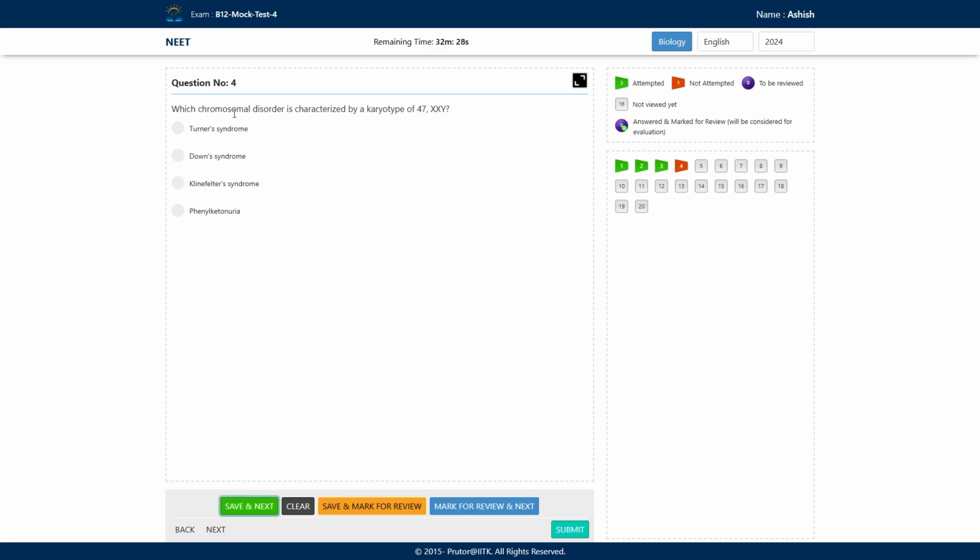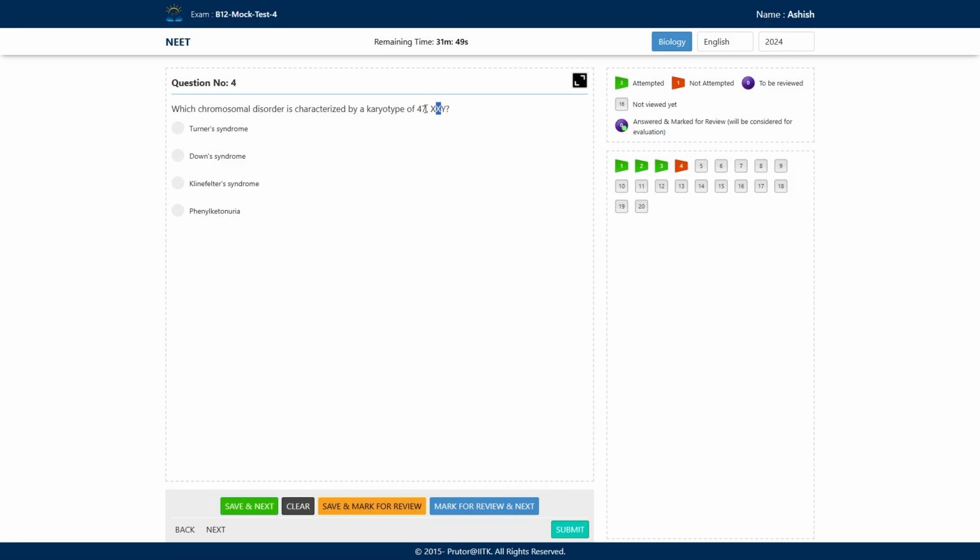Now next, which chromosome disorder is characterized by karyotype 47 XXY? So you should remember the karyotype of all the chromosomal disorders. The chromosomal disorders are caused due to change in the number of chromosomes or the structure of the chromosome. Okay, now you can see they are saying 47, means there is one additional chromosome. This additional chromosome can be one additional autosome or one additional sex chromosome. Here you can see there is one additional X chromosome.